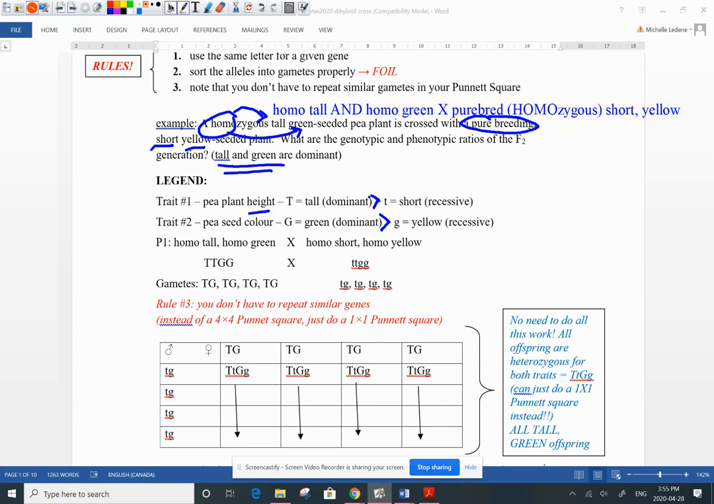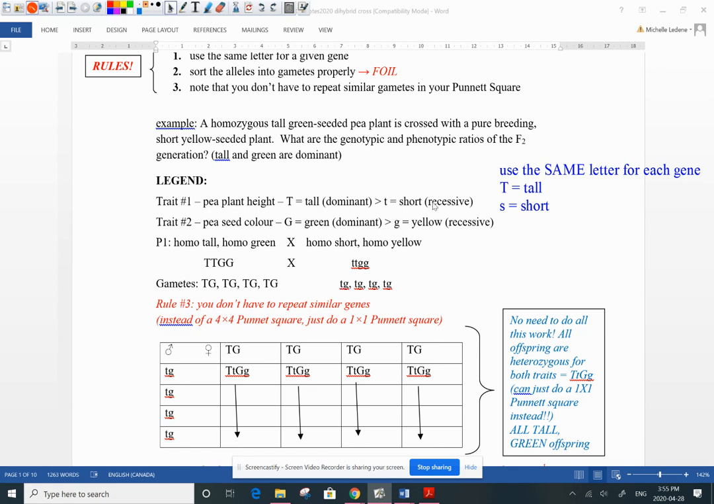So as a reminder, our very first rule said use the same letter. So we've got big T for tall, S for short? No, we don't do that, right? We use a little t for short. Same letter, just lowercase. So that's why it's big G for green and a little g for yellow. We're not using a little y for yellow. Okay, so now we have our parents set up.